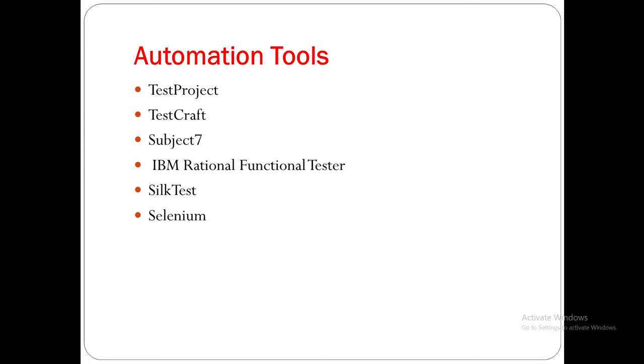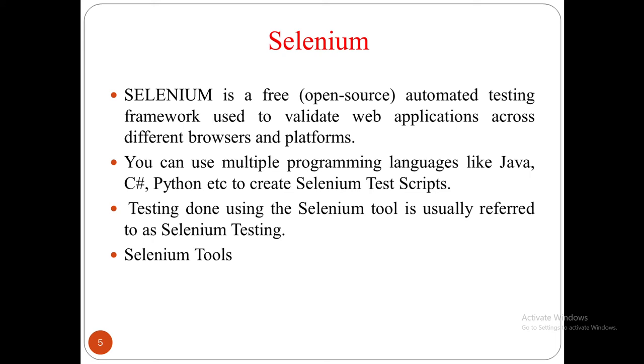Next are the automation tools. Various automation tools are available in the market such as TestProject, Testcraft, Subject7, IBM Rational Functional Tester, Silk Test and the last one is Selenium. We will study Selenium in depth. Selenium is a free open source automated testing framework which is used to validate web applications across different browsers and platforms. You can use multiple programming languages like Java, C#, Python, Ruby, Perl, etc. to create Selenium test scripts.